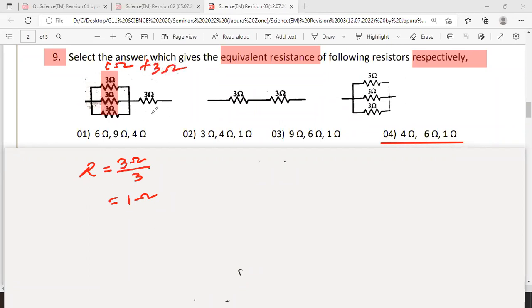Total will be 4 ohms. Total you get 4 ohms. How come 4? 1 plus 3. How come 1? 1 ohm, 3 over 3.